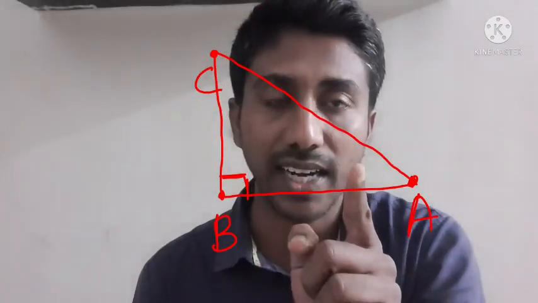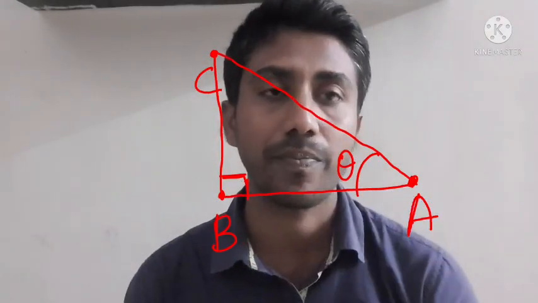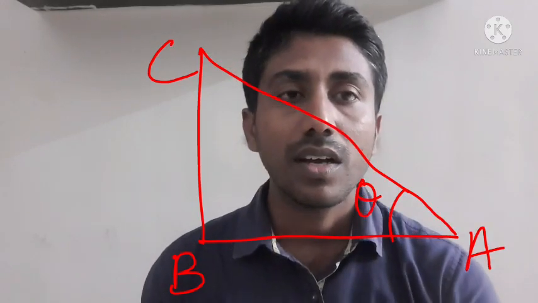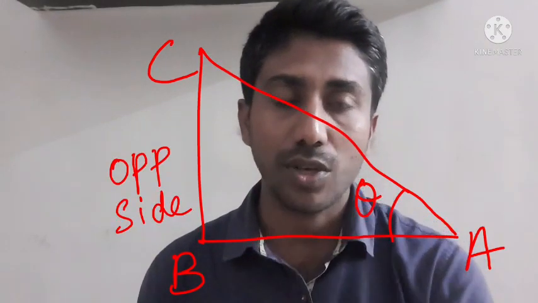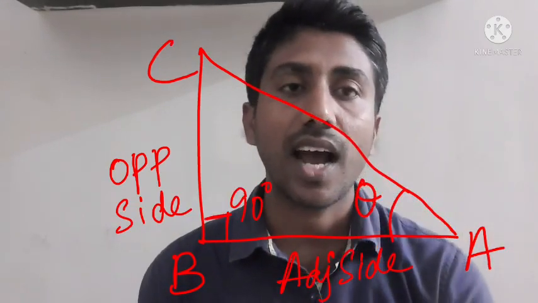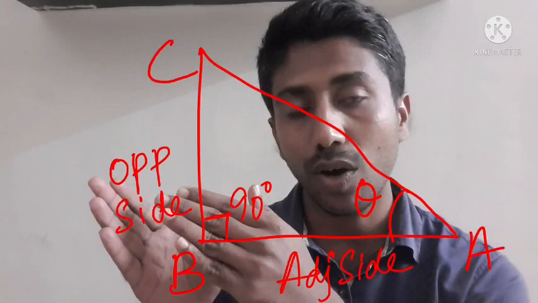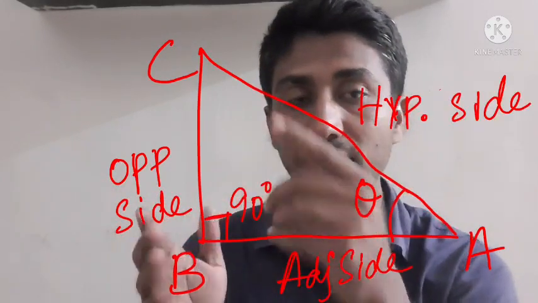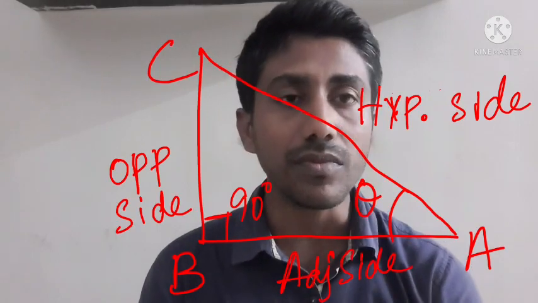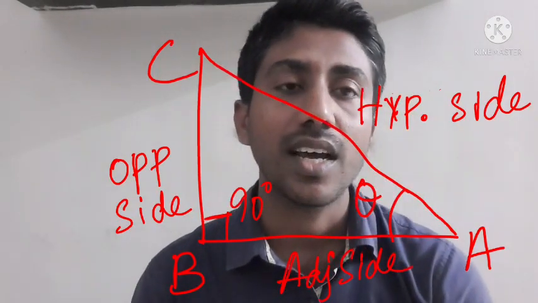Suppose you take a right angle triangle by the name ABC. Here the right angle is present at vertex B. The side opposite to theta is known as the opposite side. The side adjacent to theta is known as the adjacent side. And the side opposite to 90 degrees is known as the hypotenuse.